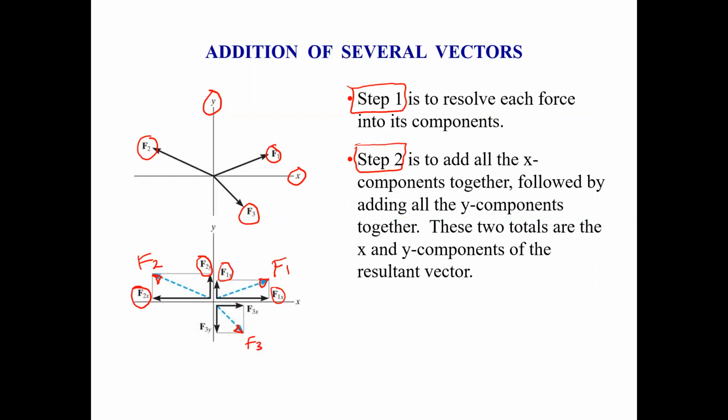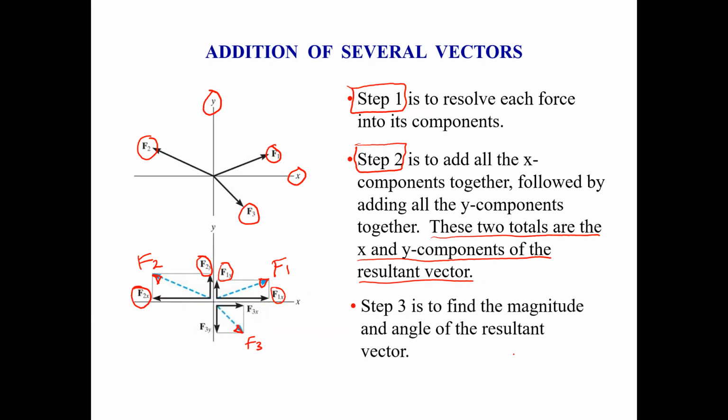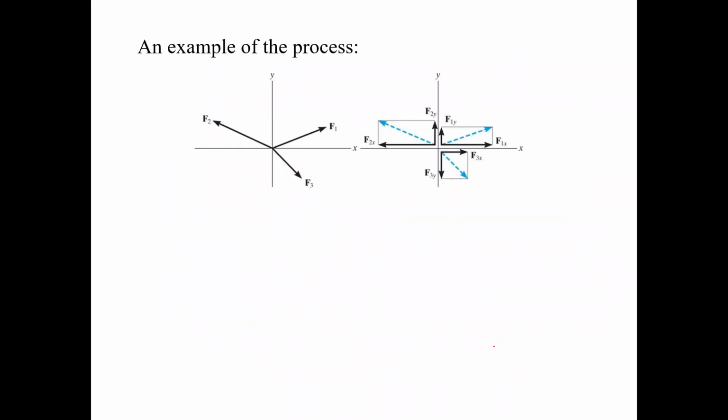right? So that's what it says here. These 2 totals are the x and y components of the resultant vector, right? So FRX and FRY, let's say they are the x and y components of the resultant vector FR. Okay. All right. So now let's go to step 3, which is to find the magnitude and direction or the angle of the resultant vector FR. Okay. So we can do that in step 3, and to find the magnitude and direction of the resultant vector. Okay. All right. Let's move forward.